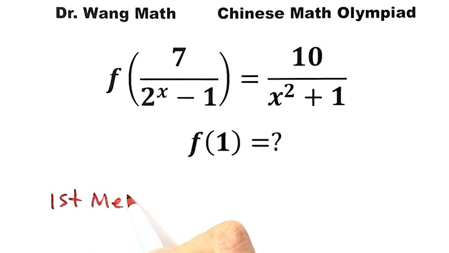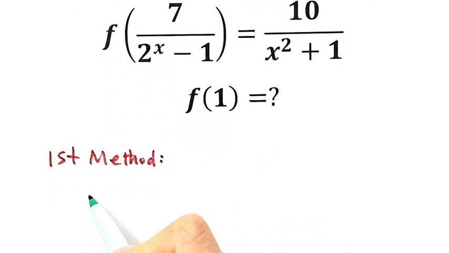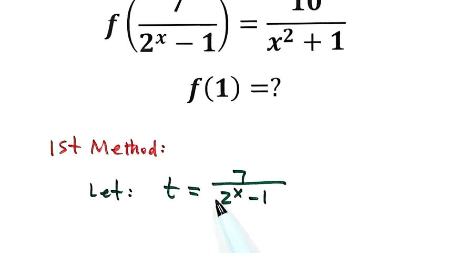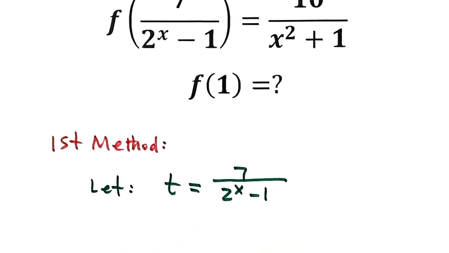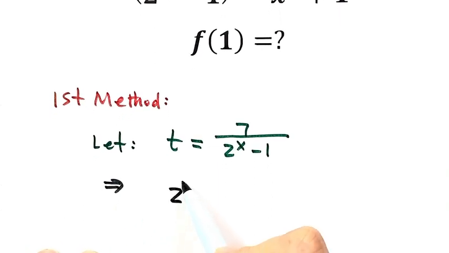First method is a general method. First, we can use t for the inside part. So let t equal 7 over 2 to the power of x minus 1. Then both sides times 2 to the power x minus 1, then both sides divided by t. Then we have 2 to the power x minus 1 equals 7 over t.